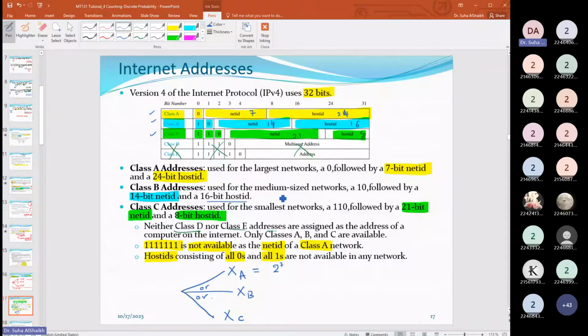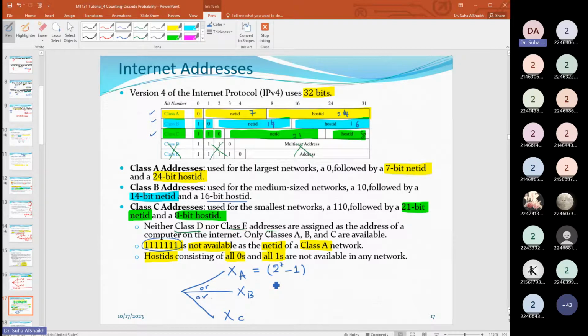Now class A told me that it cannot be all ones as a net ID. So I subtract the case that is all 1. So this is actually 2 to the power 7. I can use any 0 or 1 in all the places, except that I cannot use all 1s, which is one case. So I'm going to exclude it.